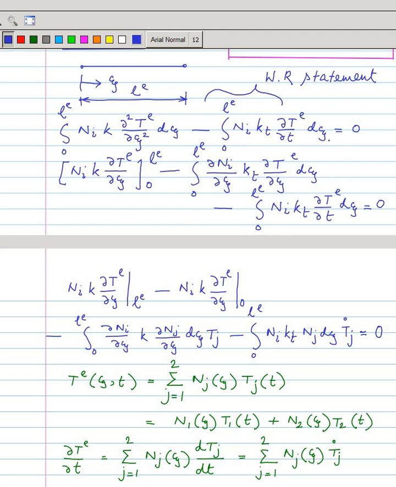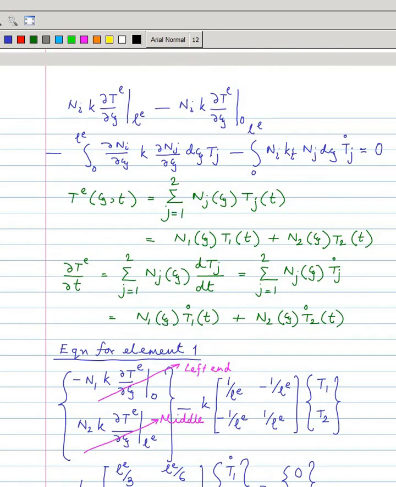and this is the same as what you get in steady state heat conduction. Same term, sorry, this is not kT, this is k. Here I have made a mistake, this is not kT, this is k. Yeah, this is correct.